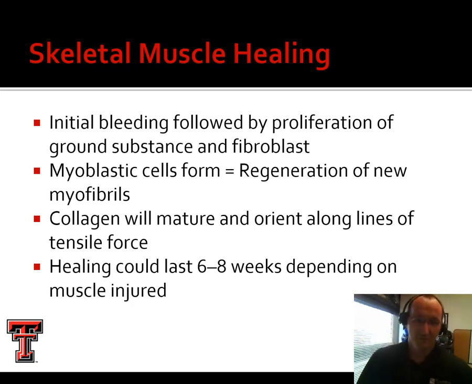Skeletal muscle has an excellent blood supply, as you might expect. We get an initial bleeding that's followed by proliferation of ground substance and fibroblasts. We'll end up with regeneration of new myofibrils, and eventually that collagen will mature and orient along the lines of tensile force. Okay? Healing here could last upwards of 2 months depending on the muscle injured, but it's not uncommon to see bruising, have some tenderness, have a palpable defect there that would indicate that we've got an injury in the tissue.